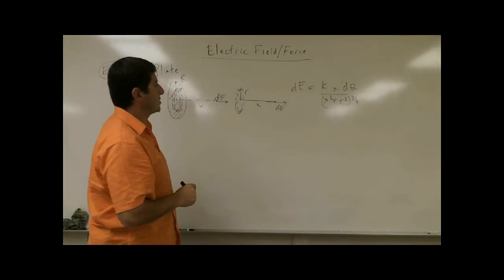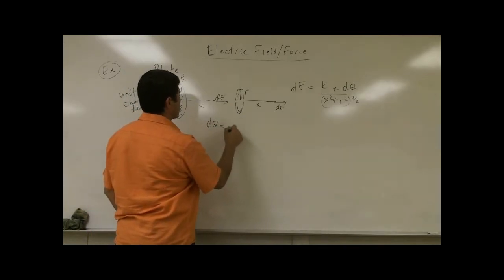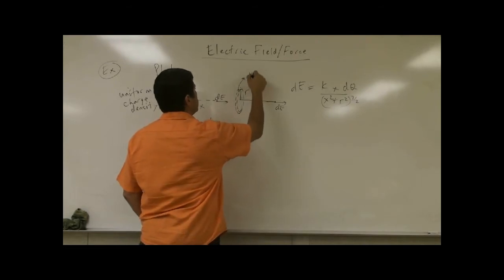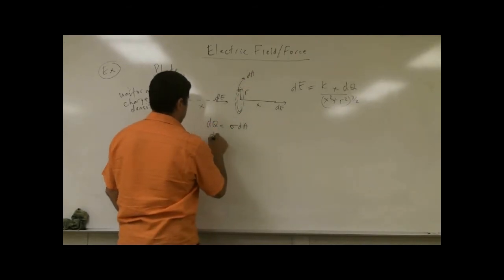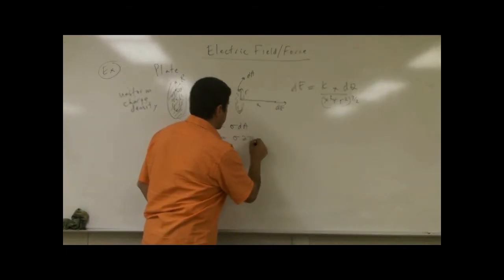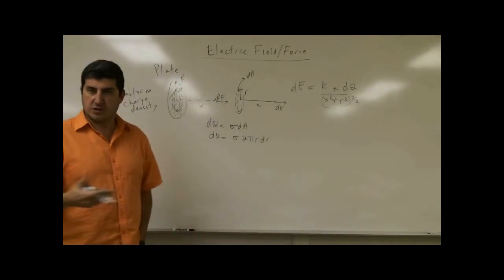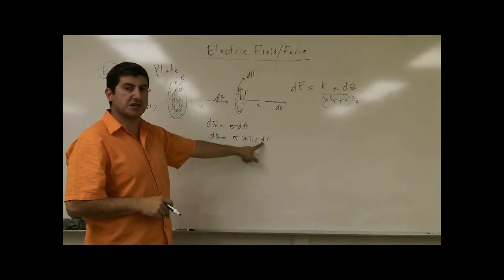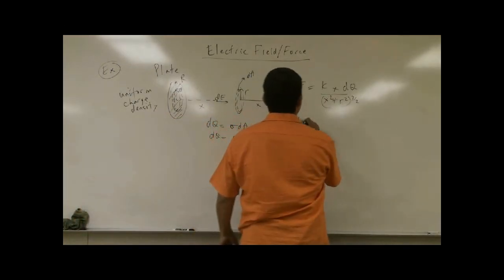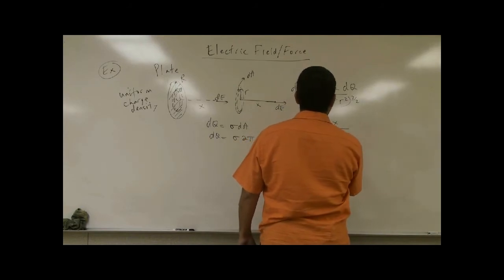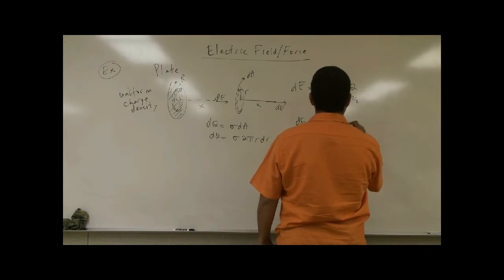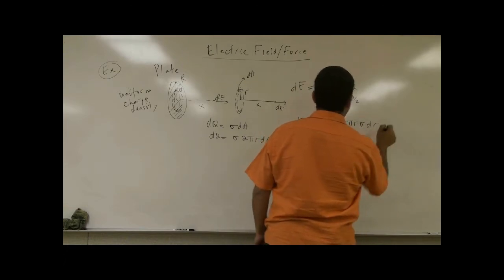So now what am I going to say? Well, dq is the surface charge density sigma times the surface area dA, and dA is equal to what? 2 pi r dr. It's the circumference of a circle times the thickness of the ring, dr. So you put that over here, and you get dE equals kx over (x squared plus r squared) to the 3/2 power, where dq is 2 pi r sigma dr.